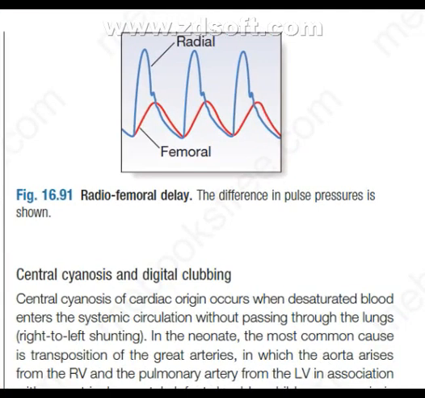This diagram shows radiofemoral delay. Here the difference in pulse pressure is shown.